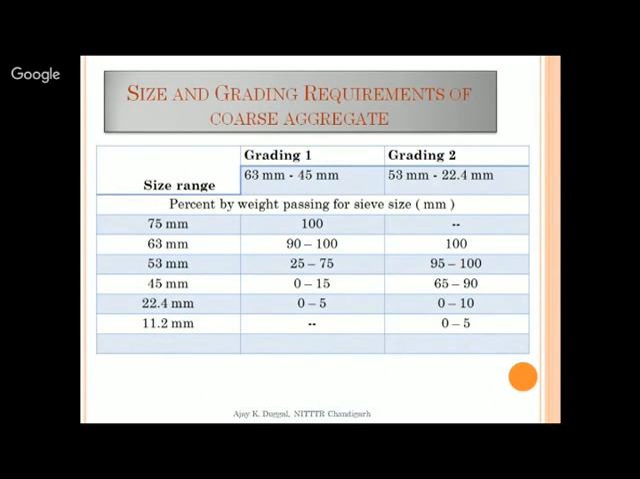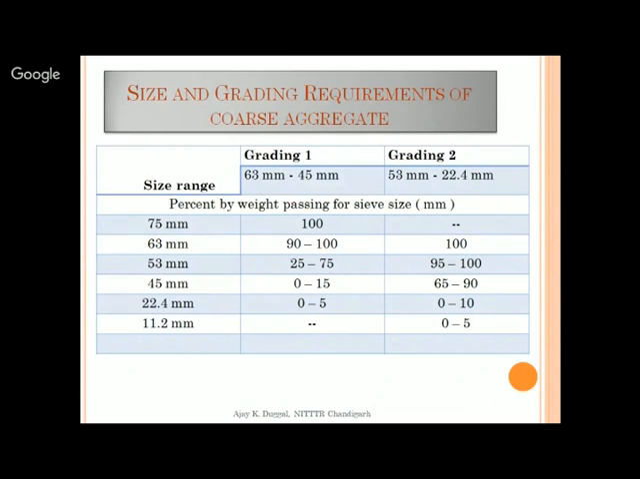The earlier grading included some grading which was even up to 90 mm size, but now the largest size has been changed and is limited to a maximum particle size of 63 mm. Grading 1 is said to be of 45 mm to 63 mm. So this has all particle size passing through 75 mm, and all is retained on 11.2 mm.